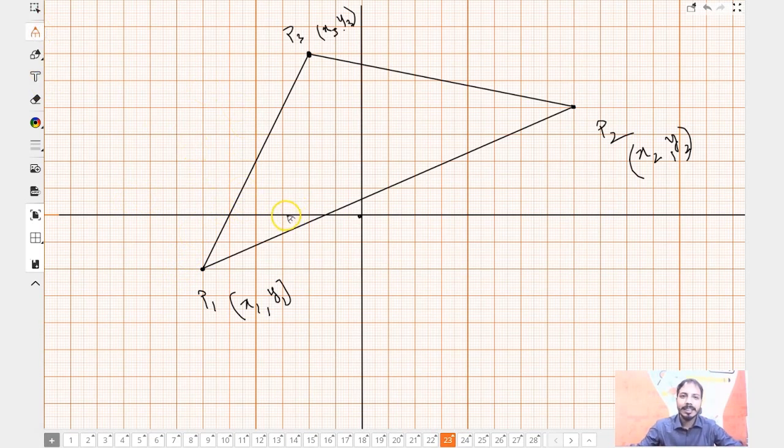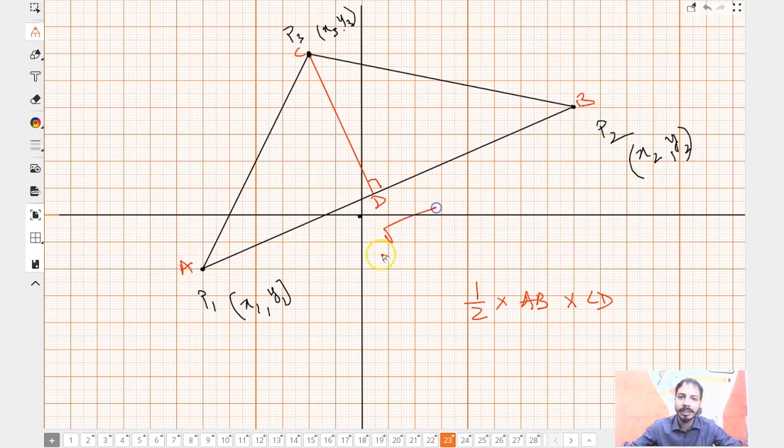To find the area of this triangle, what do you need? Suppose you take this as the base. Say this is P1, P2, so this is A, this is B, this is C and this is D. So the area is half into AB into CD. Now you can find the distance between these 2 points by the distance formula, so you will get this easily.